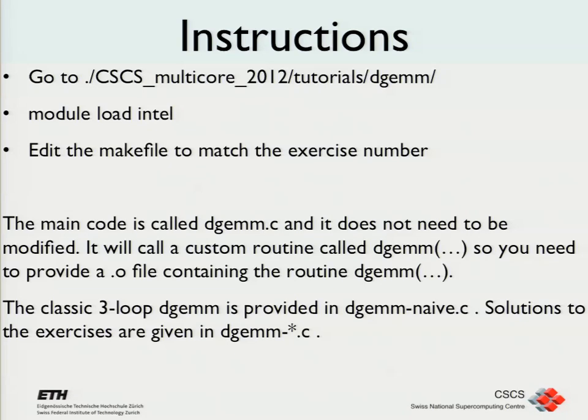Try to run it on Pilatus. I run it on Pilatus. So if you want to do this, you load the module Intel, or the programming environment provided by Intel, and you edit the makefile to match the exercise number. Okay, so the first implementation, the 3-loop DGEMM, is provided in dgemm_naive.c, and you can start from this code.